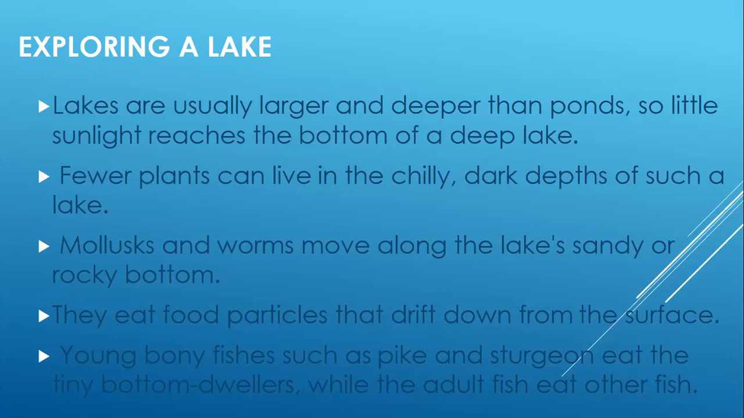They move along the lake's sandy or rocky bottom, and they eat food particles that drift down from the surface. Also young bony fishes, such as pike and sturgeon, eat the tiny bottom dwellers, while the adult fish eat other fish. So one of the big fish eats the smaller one.